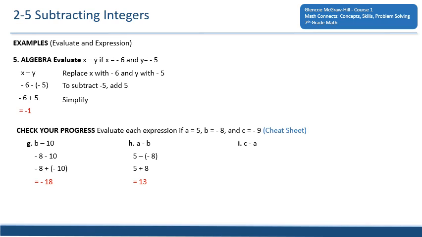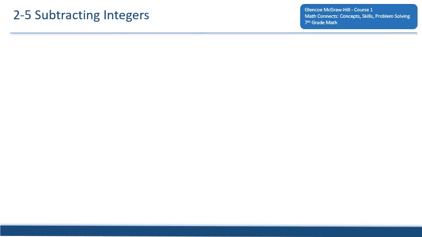C minus a. C is negative 9 and a is 5. So we end up with negative 9 minus 5. And we're going to add the opposite. So we have negative 9 plus a negative 5. And that equals negative 14.